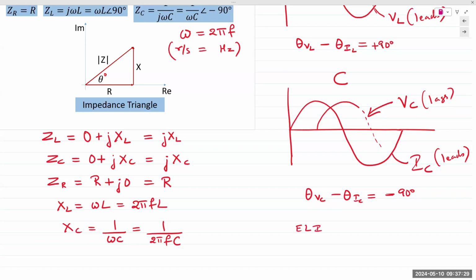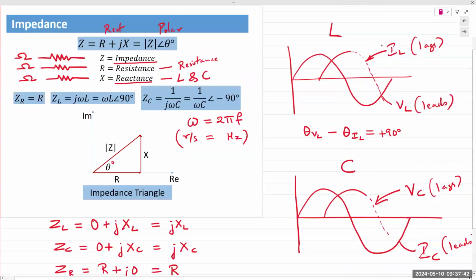That's ELI the ICE man. It's named after Eli Manning. You want to know who that is? He was the quarterback for the New York Giants. Not really. This just came about.